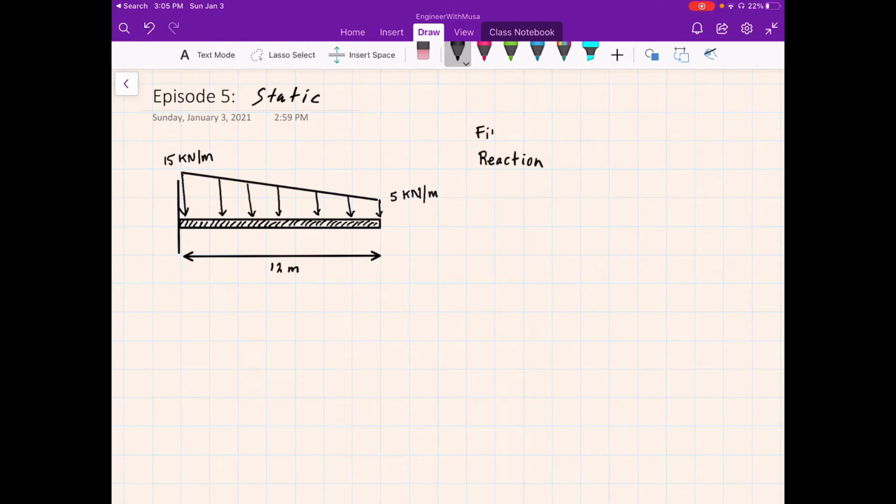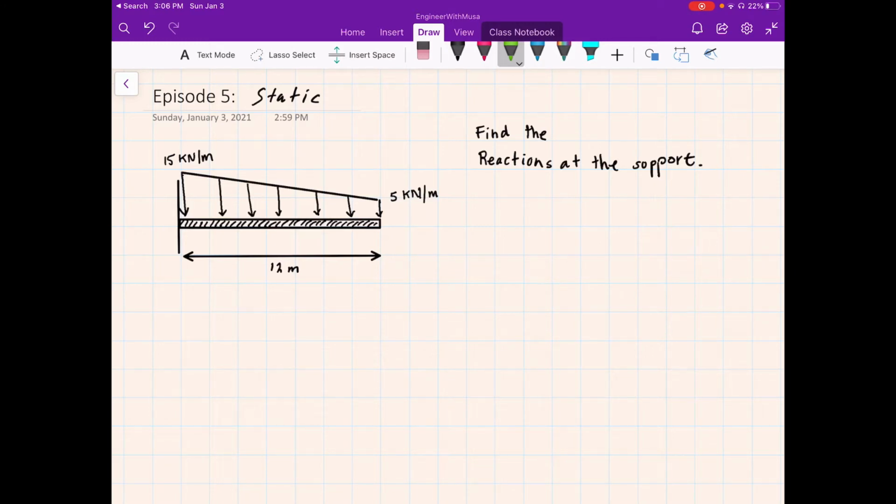So find the reaction at the support. And we do this by using Newton's law and equations of equilibrium, and I'll kind of walk you guys through it. So let's just go ahead and start.